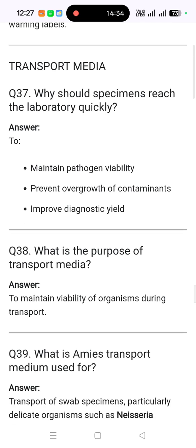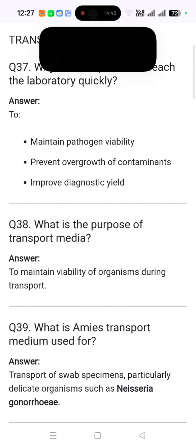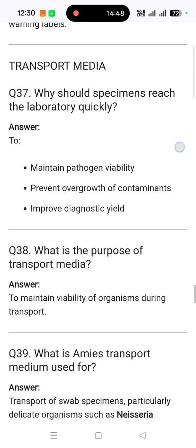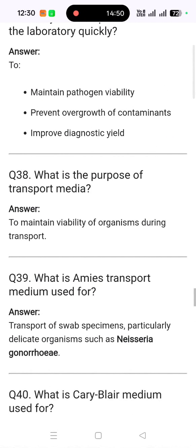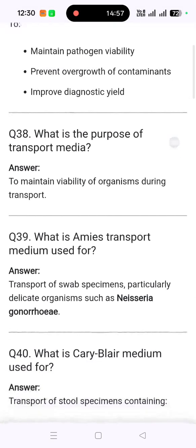Coming to the transport media. Why should a specimen reach the laboratory quickly? To maintain pathogen viability, to prevent the overgrowth of contaminants, and to improve the diagnostic yield.